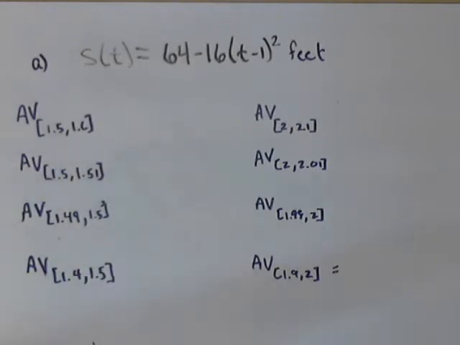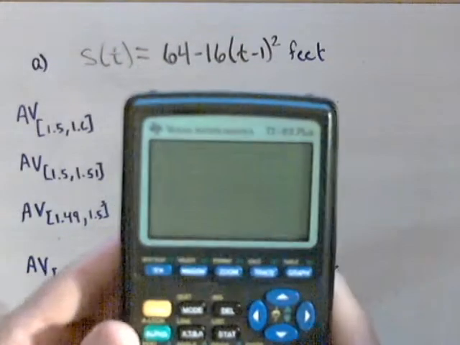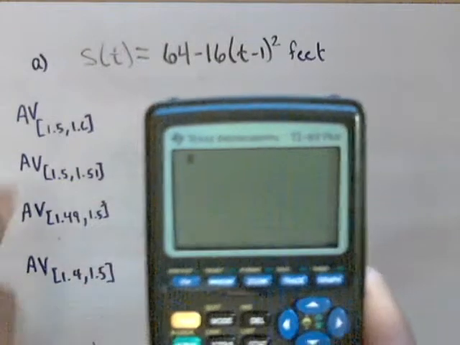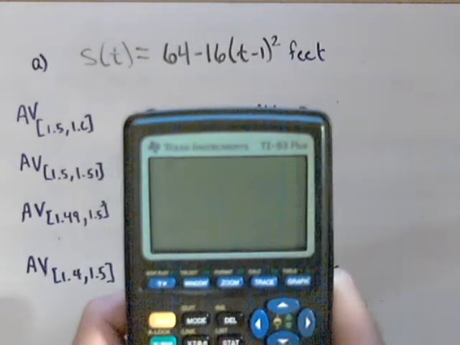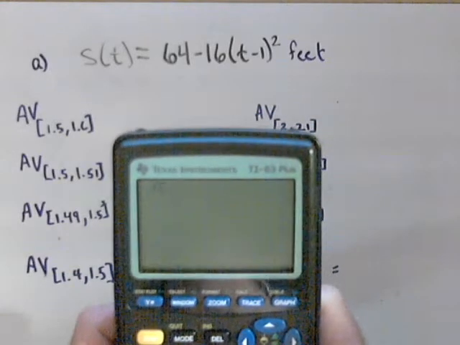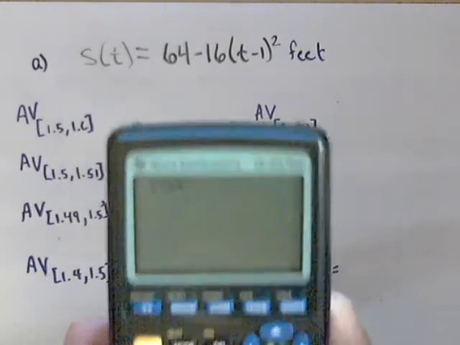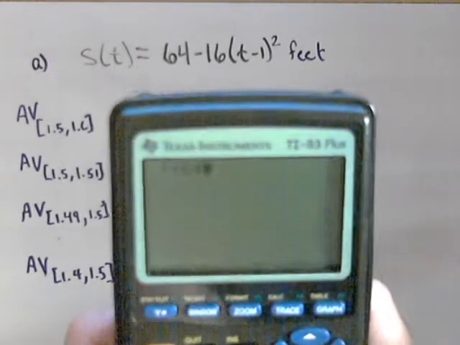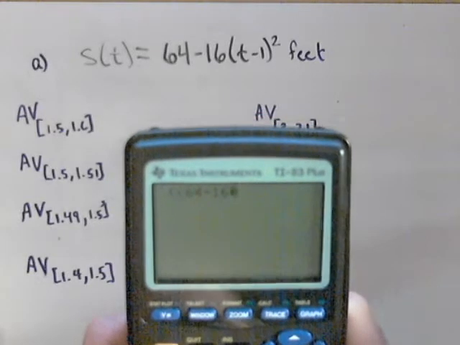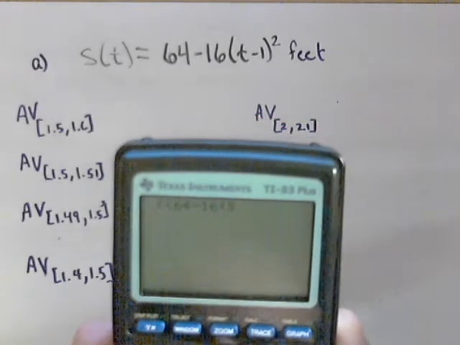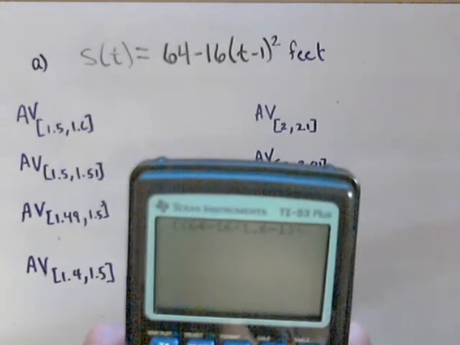So I'm going to show you how we can do this quickly with the graphing calculator because these do take a while. So when I go to put this in, I'm going to do this first one. I'm going to use my function which I have up there, and I'm going to open a set of parentheses for the numerator and then a set of parentheses for my first point. So 64 minus 16 times, now I'm going to put in my first point, so I might do 1.6 minus 1 squared.